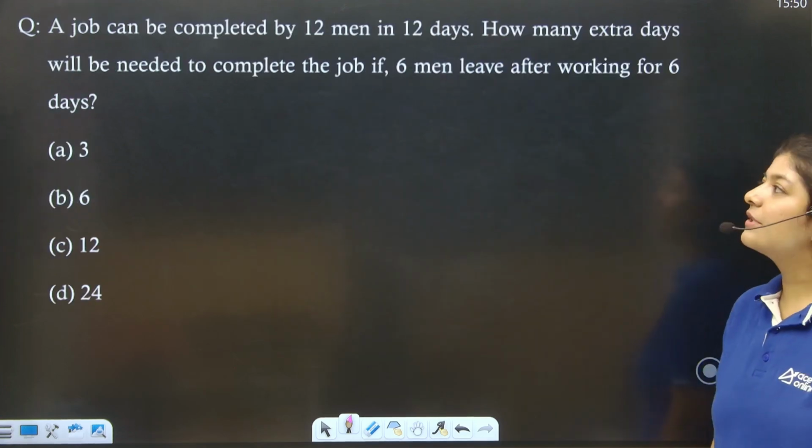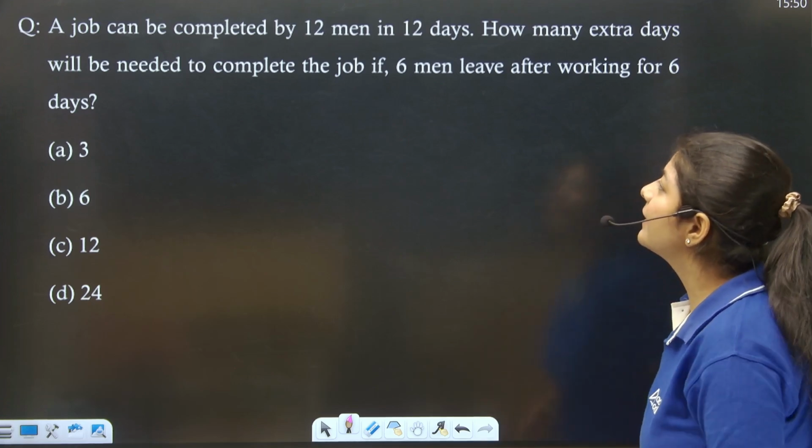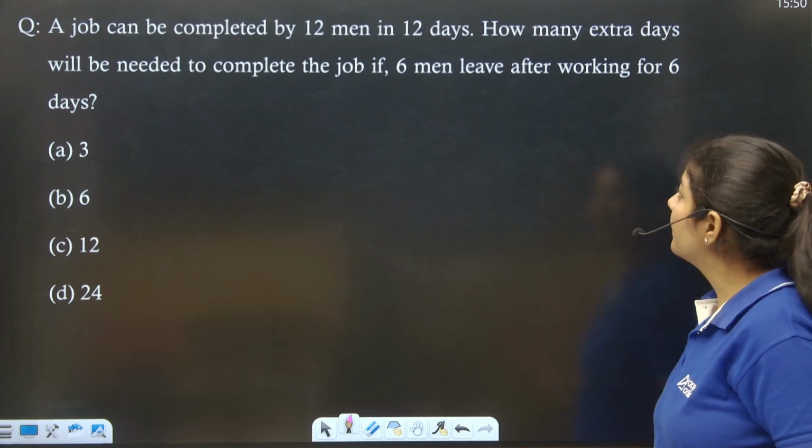Let's talk about the next question. The next question says that a job can be completed by 12 men in 12 days.